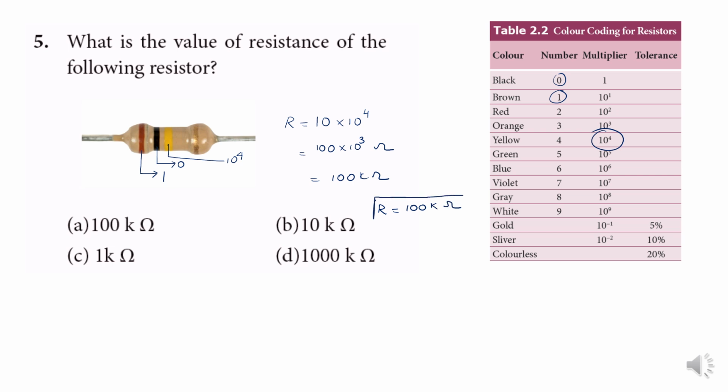If you are asked to write it including the tolerance, for gold it is going to be 5%. So 5% of 100 is 5. So with the tolerance, R is equal to 100 plus or minus 5 kilo ohms. But the option given here is without considering the tolerance. So this is the answer. The resistance value of this resistor is 100 kilo ohms. Got it? Right.